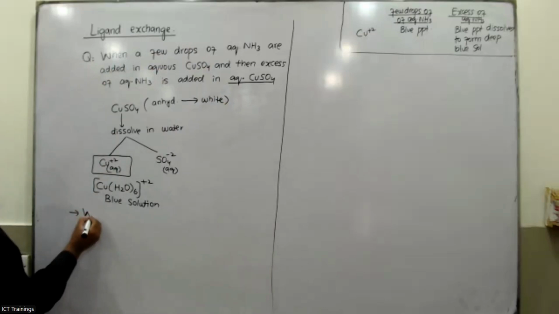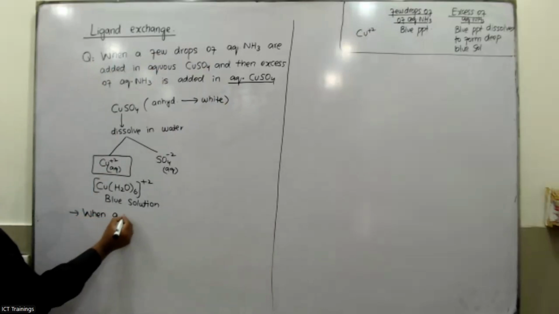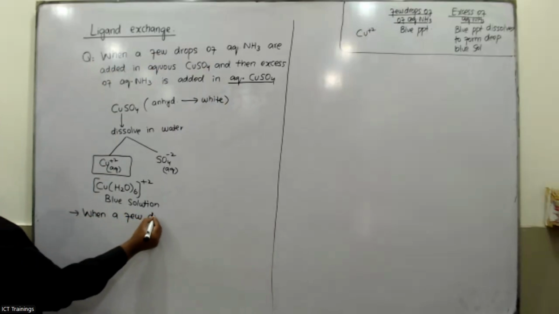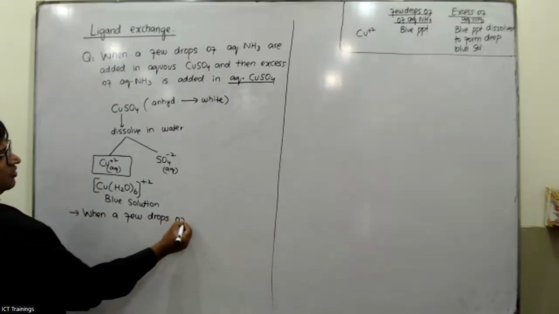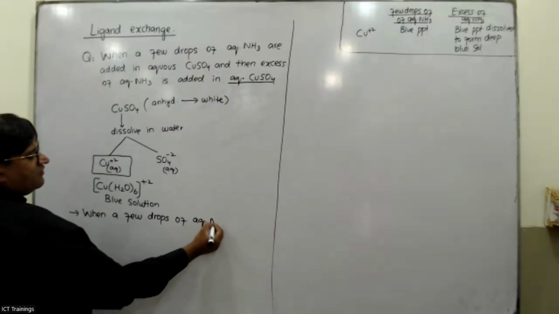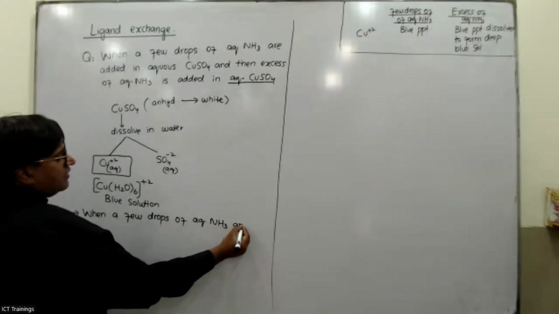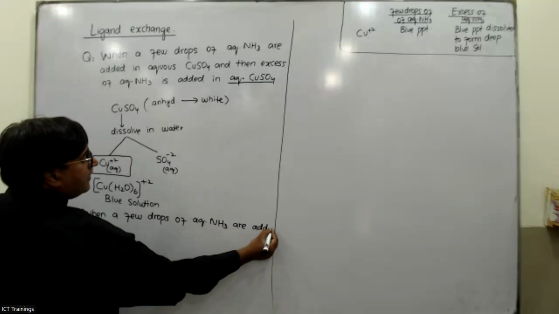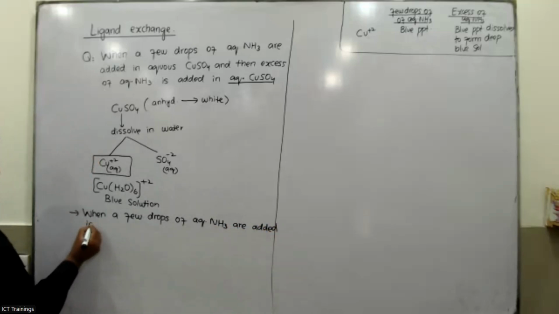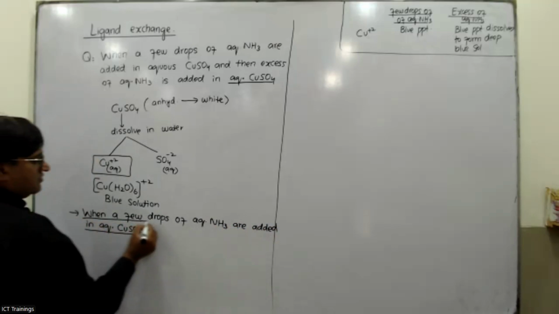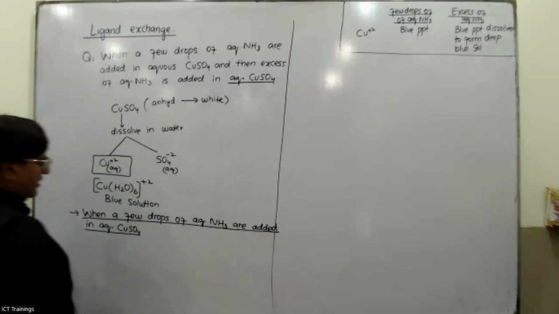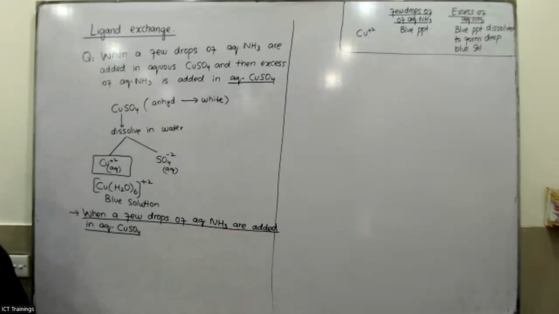So I'm just going to write: when a few drops of aqueous ammonia are added in aqueous copper sulfate. Okay. So when a few drops of aqueous ammonia are added in aqueous copper sulfate, what would happen?